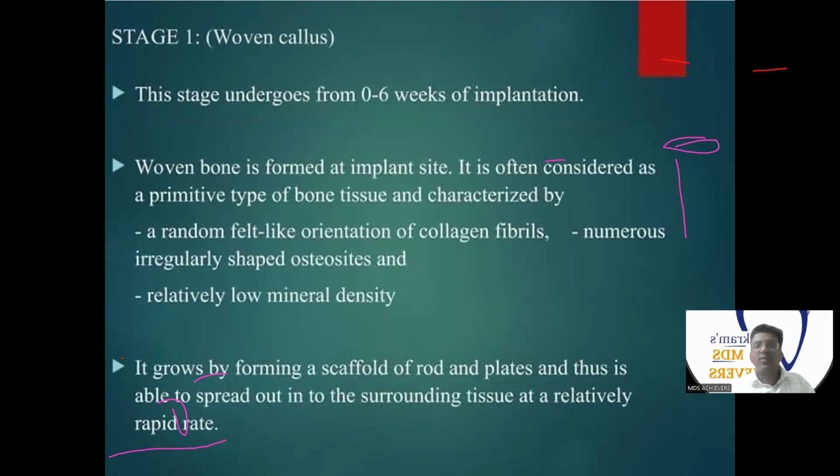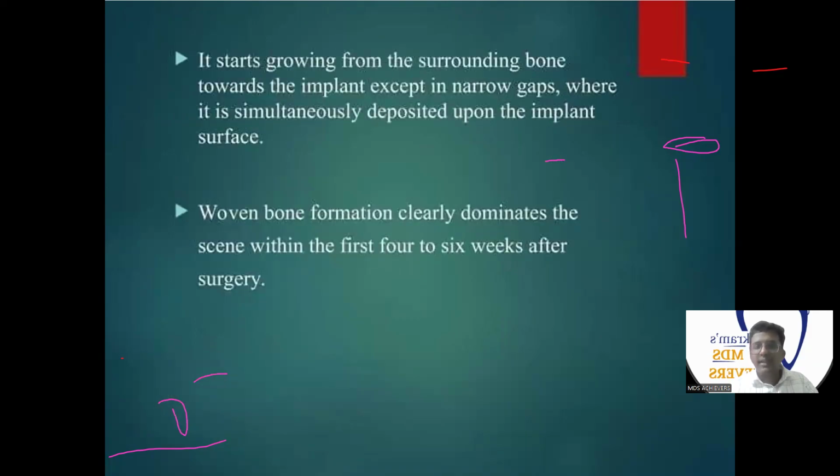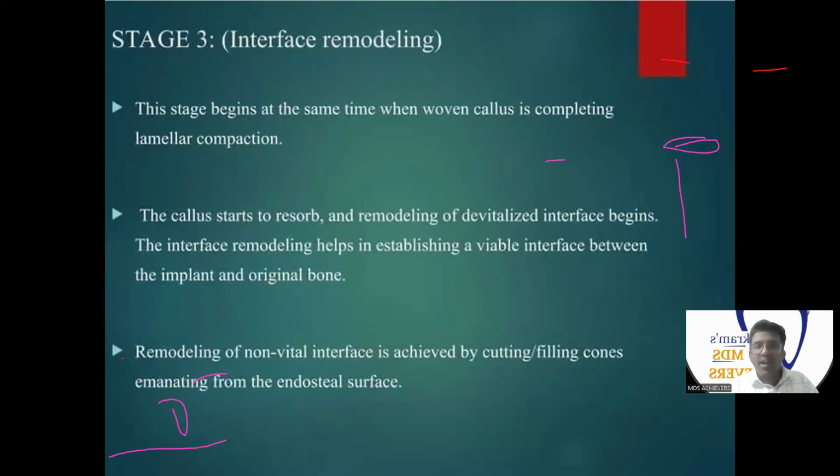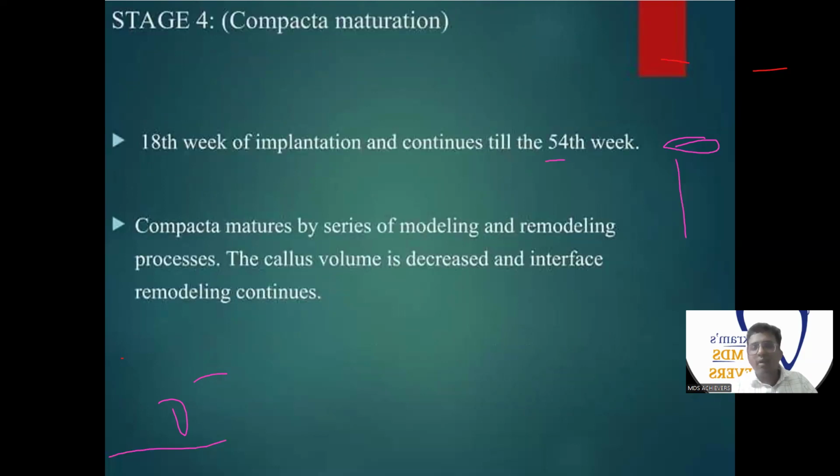And stage 1 is woven bone. I'm just saying, in stage 1 the woven bone is formed because we have created a blood clot which gets ossified and results in the formation of initial bone, that is woven bone, which later gets mineralized, resulting in the formation of lamellar compaction. Thereafter it undergoes interface remodeling, that is, the interface between the implant and the bone will undergo remodeling, resulting in compact bone formation. So thereby, the implant is highly successful by the end of the 54th week.